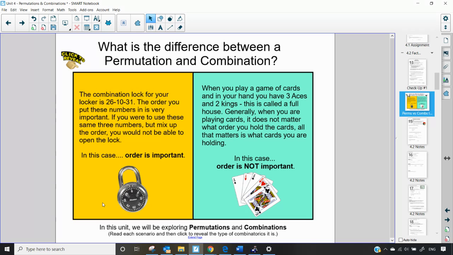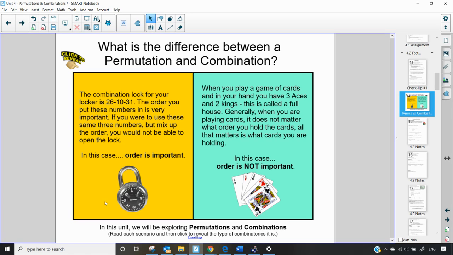There's another example. It says when you play a game of cards, in your hand you have 3 aces and 2 kings. That's called a full house in poker. Generally, when you're playing cards, it doesn't matter what order the cards are in your hand. It just matters that you have the combination you need. And so in this case, order is not important.